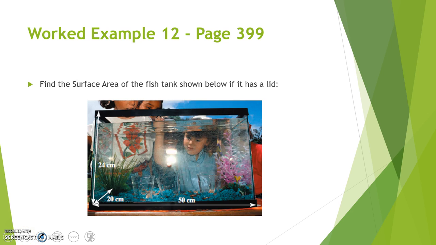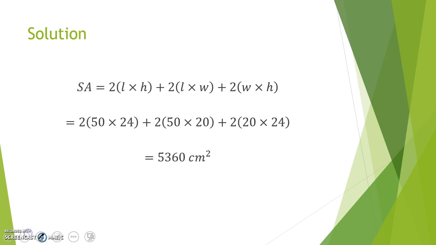So here's a question. This is a fish tank. It has a length of 50 centimeters. It's got a height of 24 centimeters and a depth of 20 centimeters. We want the surface area to know how much glass there is if it has a lid. So it's got a glass lid as well. And that's what we need to work out. So read the question carefully to make sure you know all the information.